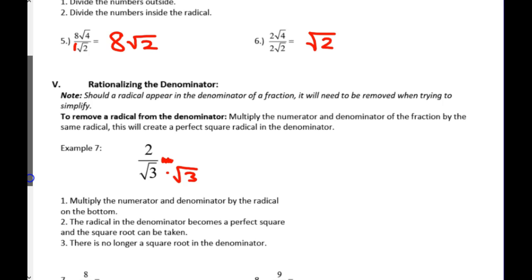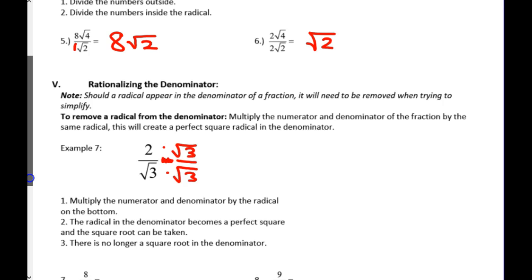Now, that's the bottom of the fraction. If I do it on the bottom of the fraction, I have to do it on the top of the fraction. So I'm going to put times square root of 3. And now I'm going to do the math horizontally. So this is not a trick question. 2 times square root of 3. What is 2 times square root of 3?